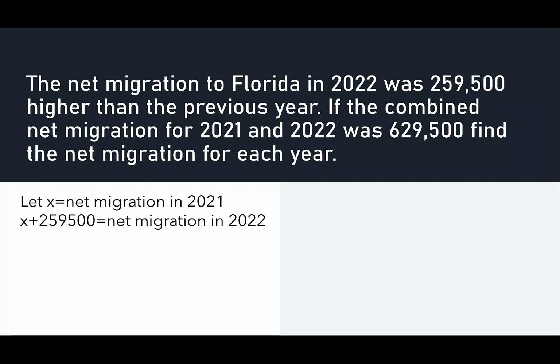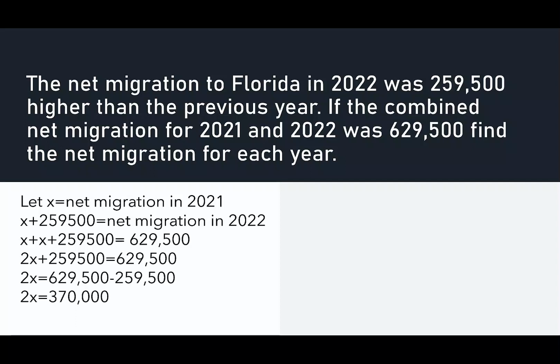Together, that's supposed to give me 629,500, so we're going to add these two values together. I have X, then I have X plus 259,500, which gives me a grand total of 629,500. Like we've done when we solve other equations, we want to gather like terms. X plus X gives us 2X. Then we want to move the constants together, so I will subtract 259,500 from both the left and right side, which says 2X is 370,000. To get the value of X, I divide by 2, which says X is 185,000.